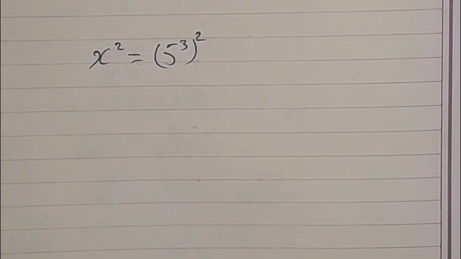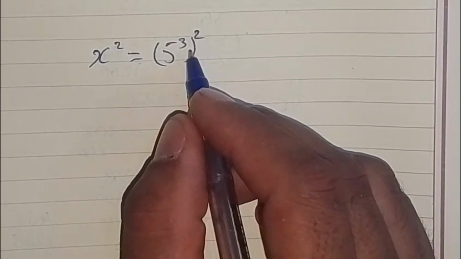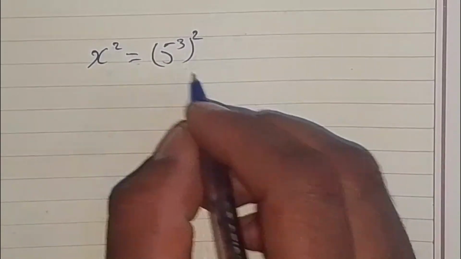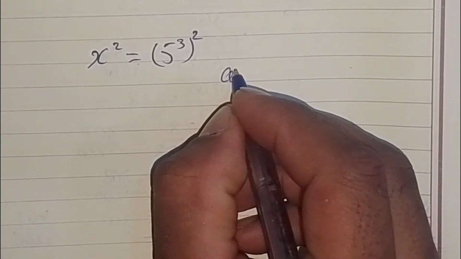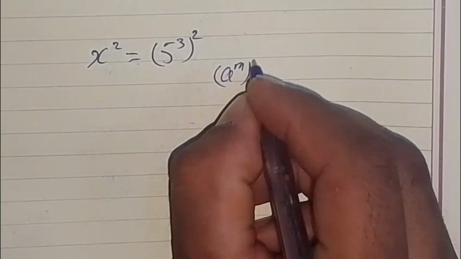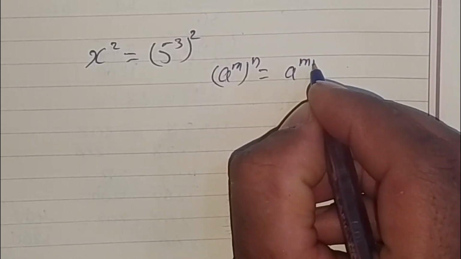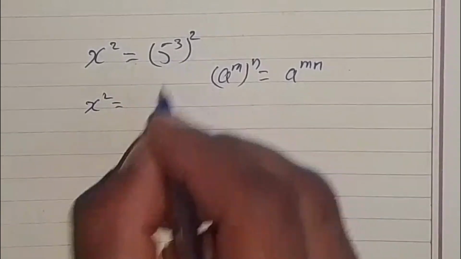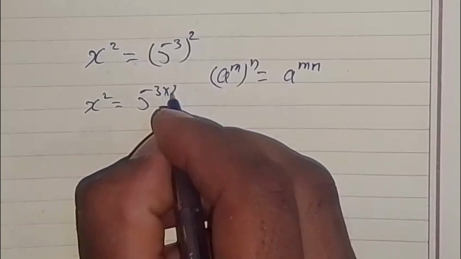Today we find the value of this x. So first of all, we simplify 5 power of 3 whole squared. So we simplify using the power rules formula: a power of m whole power of n equals a power of m multiplied by n. So they give us x squared equal to 5 power of 3 multiplied by 2.